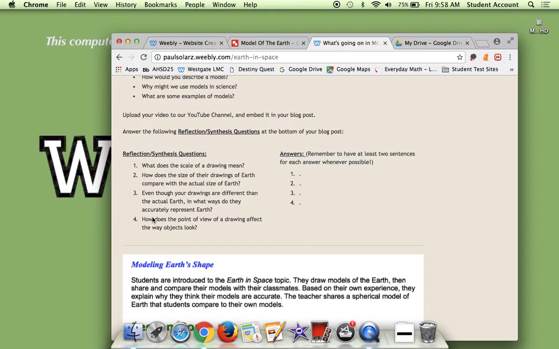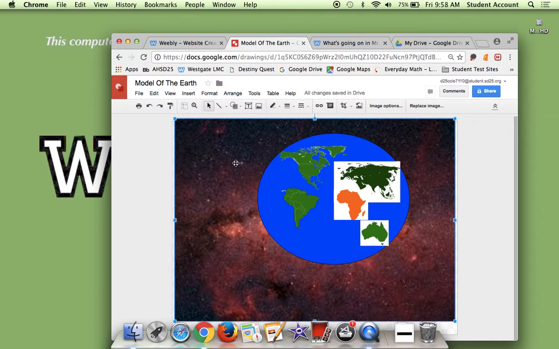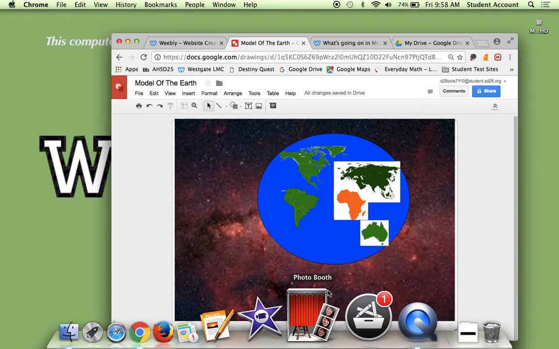And the next one is, how does the point of view of a drawing affect the way the object looks? It can affect the way it looks. If you were looking from behind, you would probably see some of the different continents. But the way I showed it was just so you could see all the continents. And maybe if you're looking down on it, you could better see North America. And if you're looking from the bottom of the Earth, from a worm's eye view, you'd probably see Antarctica much clearer.